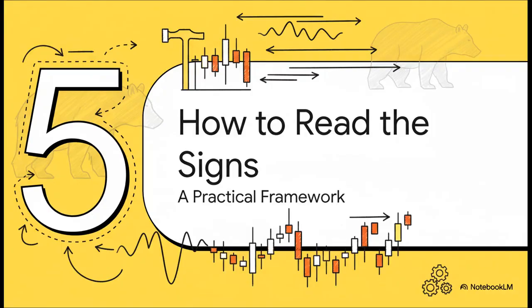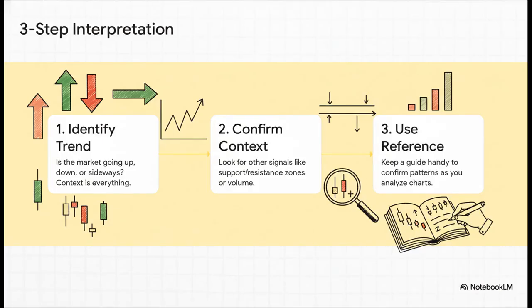So knowing these patterns is great, but it's really only the first step. How do you actually use them effectively? Well, you need a little bit of nuance and a clear strategy. Here's a simple, three-step framework from our source. First, always identify the bigger trend. Remember the hanging man? A pattern's meaning can completely flip depending on where it shows up. Second, look for confirmation. Does the pattern happen at a key price level? Is there a big spike in trading volume? These things add a ton of weight to the signal. And third, hey, nobody memorizes all these patterns overnight. It's totally fine to keep a cheat sheet handy while you're learning.